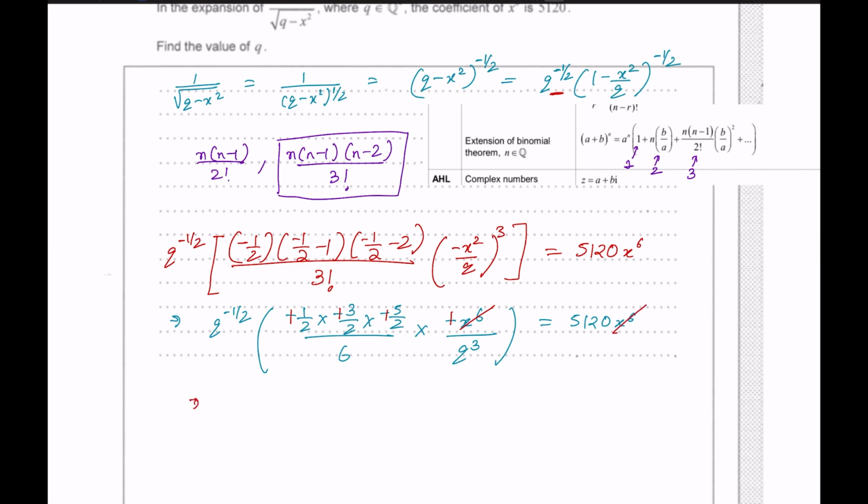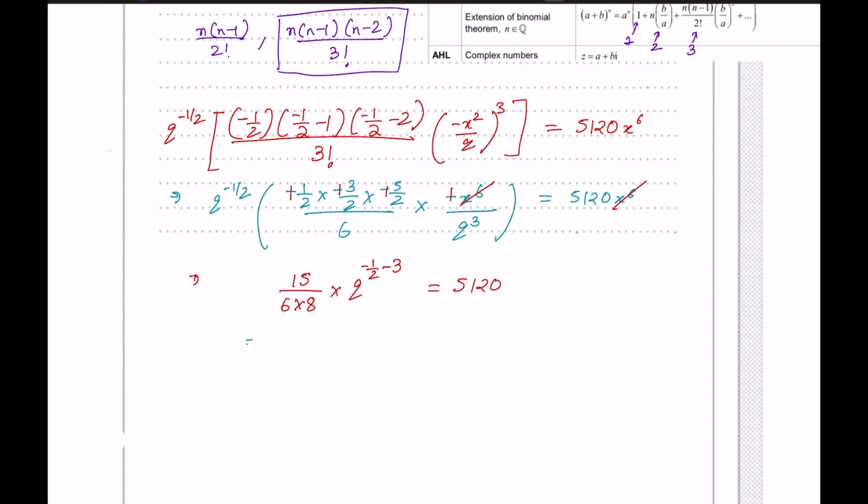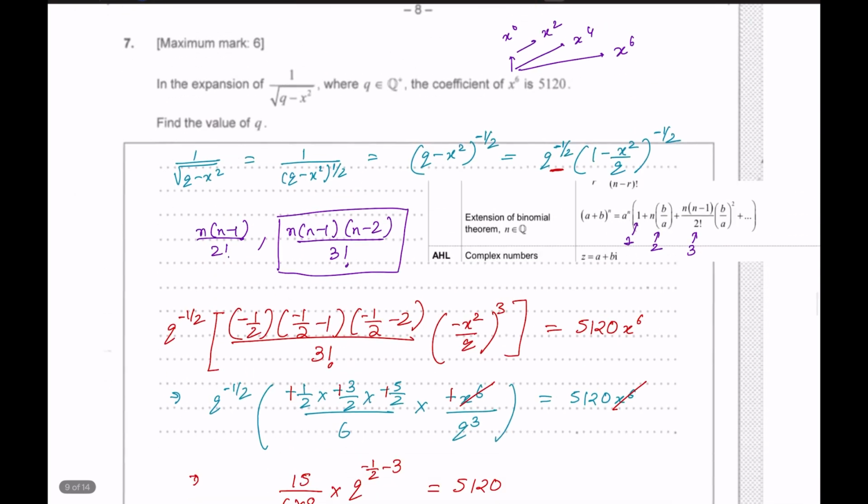And then when I simplify this, so 3 times 5 is 15. 2 cubed is 8. Yeah. And I can take q to the numerator. So q to the power of minus 1 by 2 minus 3, 5120. Q to the power of minus 7 over 2 is 5120 times 6 times 8 over 15. From here, when I solve q, I should get 1 over 16 from my calculator. And that's the answer to question 7.